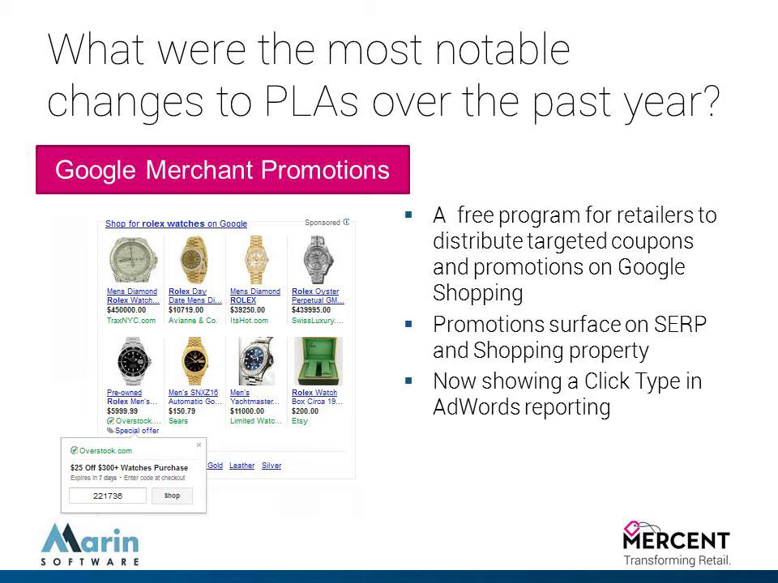First off, one of the most exciting programs to come out of the last few months is what Google's called Merchant Promotions. Merchant Promotions has been in beta for about a year, and the team at Mercent's been working with Google to help build the data feed attributes required to serve individualized promotions on the SERP. This program recently rolled out on Google's main search result page and is now being displayed along product listing ads, as you can see on the left-hand side.